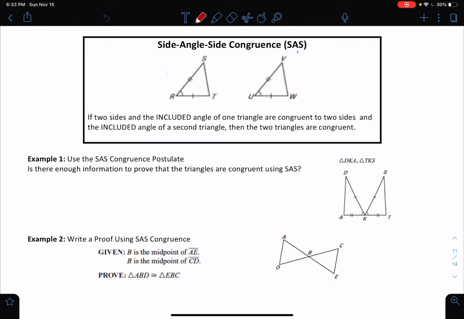In this video, we're going to introduce a new triangle congruency proof. In the previous videos, we've talked about side, side, side, and hypotenuse leg. In this one, we're going to talk about side, angle, side.